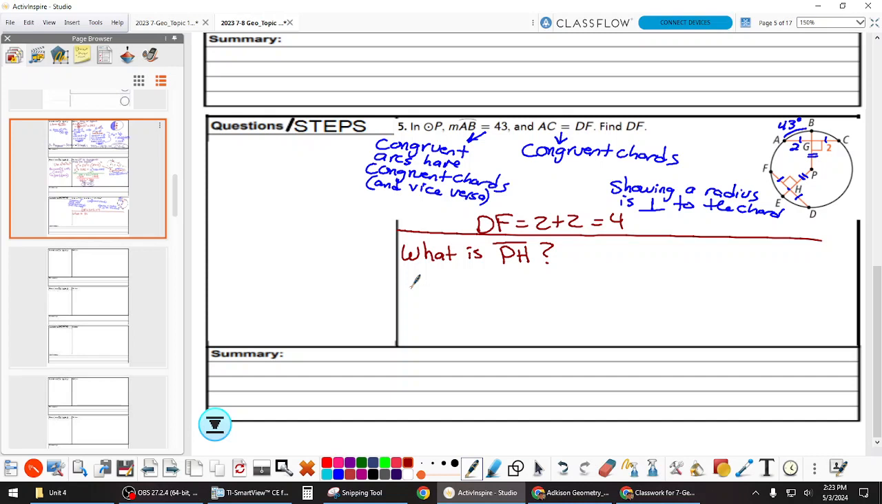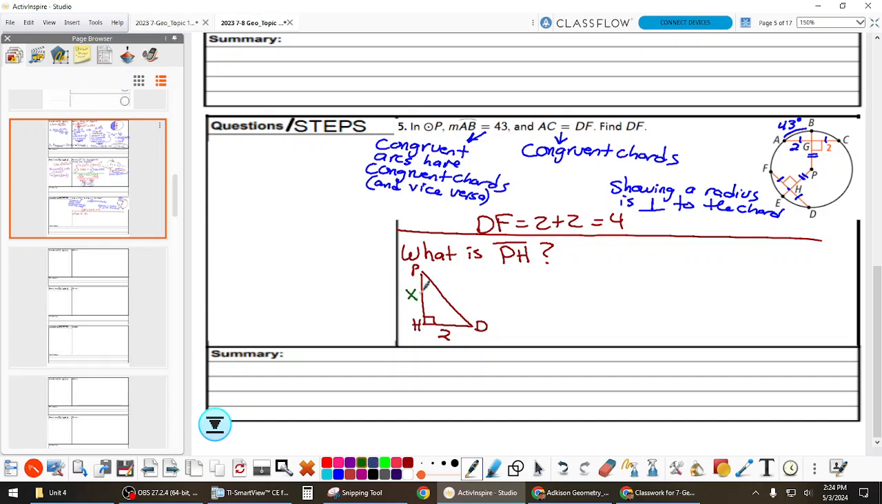Alright, so what is the length of PH? My first thing I would do is, again, I've told you this pretty much every example, I would redraw a focus on that little piece. Here's how I would draw it myself. I would draw this little 90 degrees. We know that DH is 2, so DHP. We know DH is 2 because it's congruent up there to the other chord. We're trying to find PH, so maybe call that X.